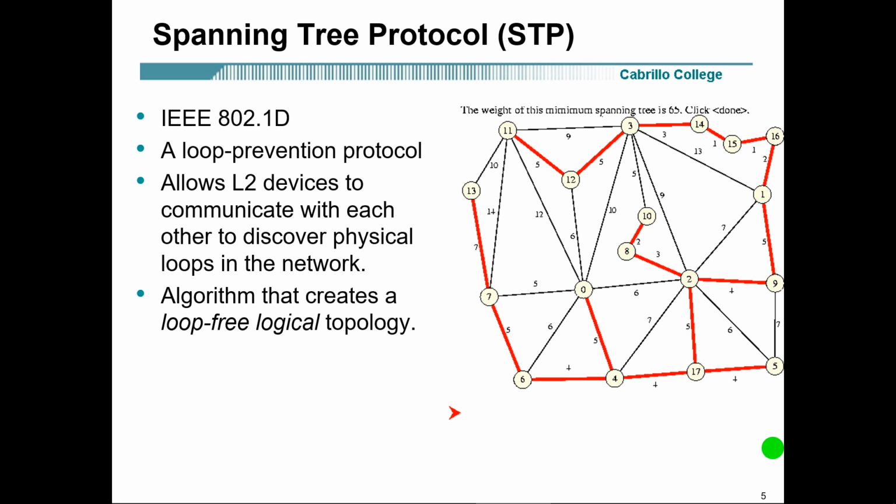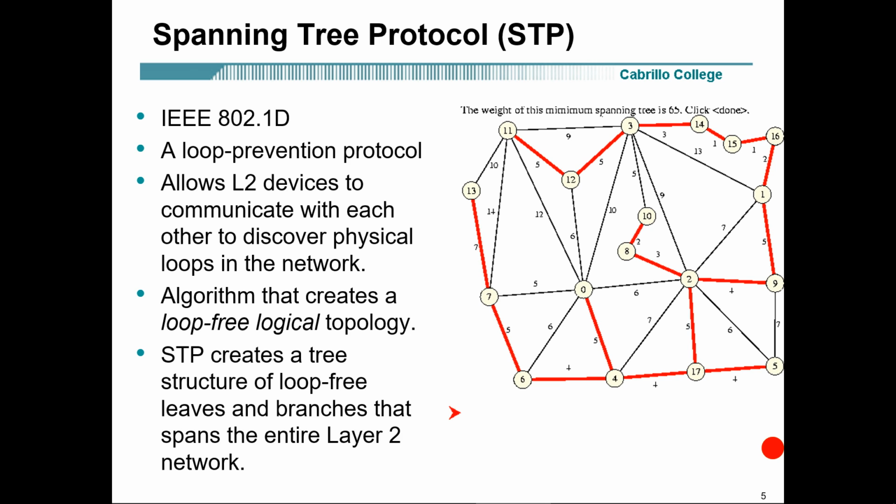It's an algorithm that creates a loop-free logical topology, and it can do this by disabling different links or putting them in a blocking state so that there can be no loops within our infrastructure. STP creates a tree structure of loop-free leaves and branches for the entire network. The question is, how does it do that? And that is the purpose of STP. STP answers the how it's done phase.